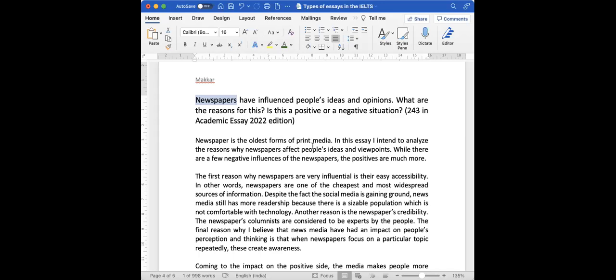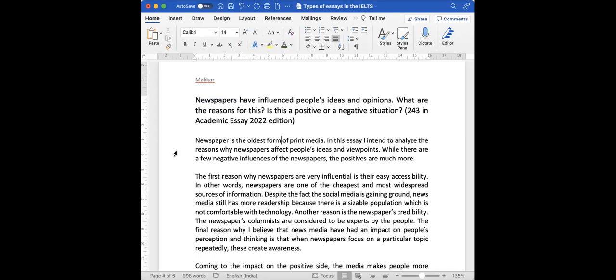Newspaper is the oldest form of print media. Here it should be: Newspaper is the oldest form of print media. Print media का सबसे पुराना oldest form क्या है? Newspaper. ठीक है? In this essay, I intend to analyze the reasons why newspapers affect people's ideas and viewpoints. While there are a few negative influences of the newspapers, the positives are much more.